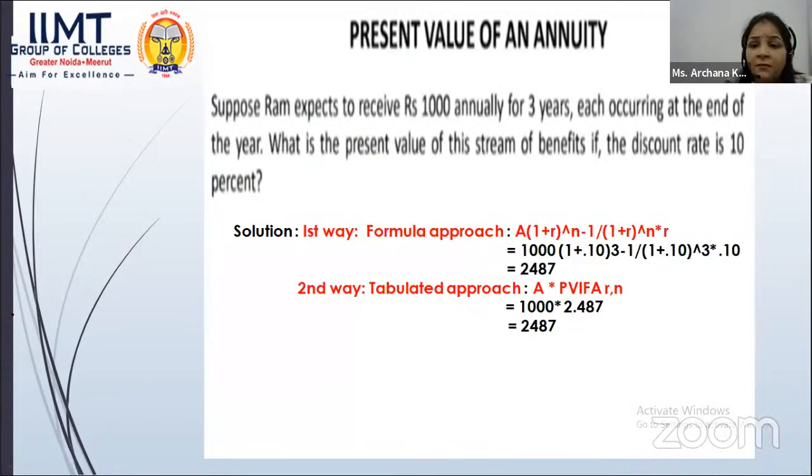Next is present value of annuity. The case is, suppose Ram expects to receive 1,000 annually for 3 years, and each payment is occurring at the end of the year.